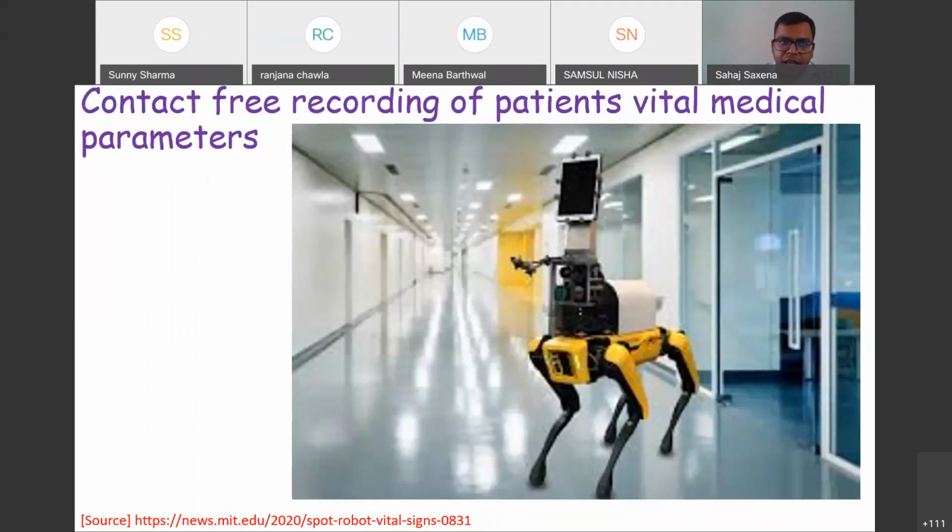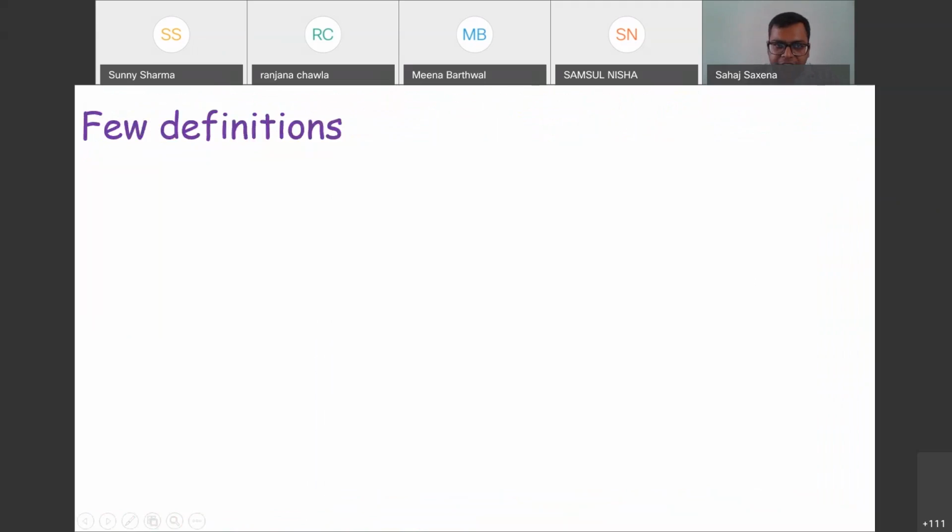The next is contact-free recording of a patient's medical parameters. Whenever you have to read medical parameters like pulse and oxygen from a patient, then we have robots. They will enter into the ward, collect the data, and transmit it to the doctor so that the doctor can monitor the situation of a patient, right? So you can see that these are some critical applications of the robot in the COVID-19 situation.